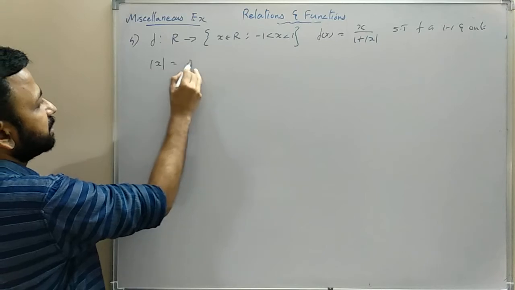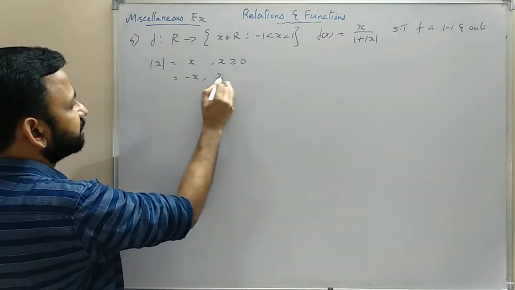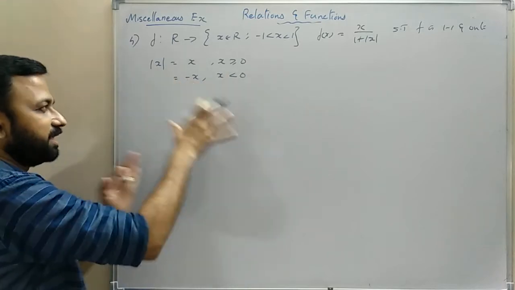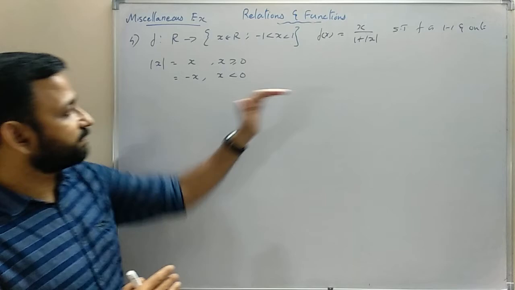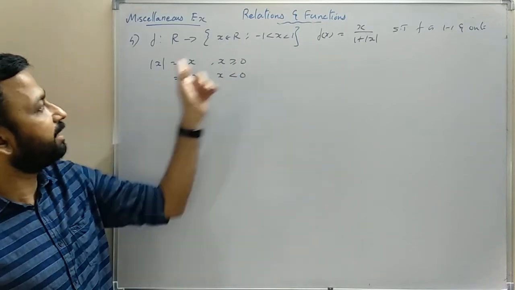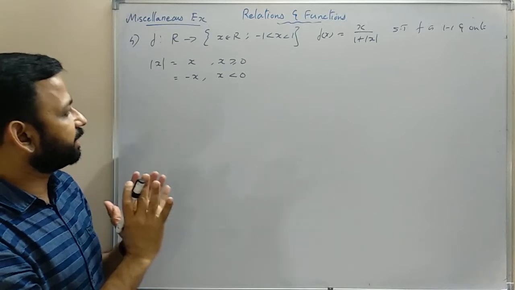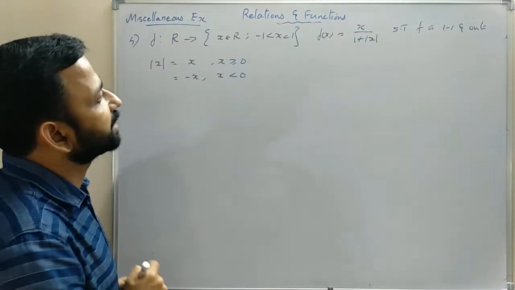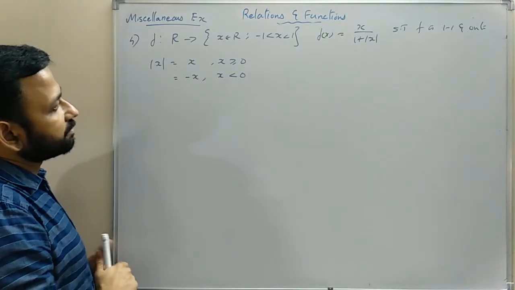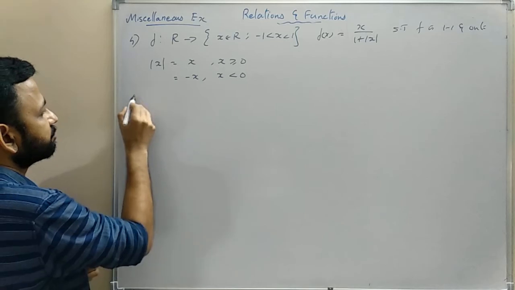Modulus of x is equal to x if x is greater than or equal to 0, and equal to minus x when x is less than 0. So this is the definition of the modulus function, which we studied in 11th standard. Modulus of x is equal to x when x is greater than or equal to 0 and equal to minus x when x is less than 0. So we can use that result here, and we are going to prove it is one-one function.